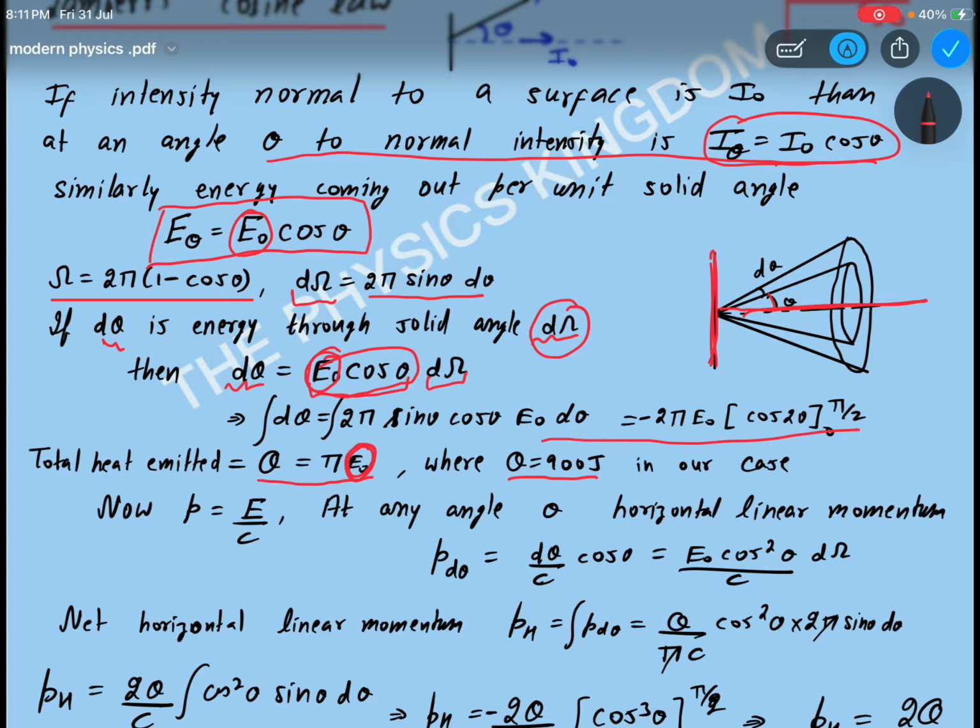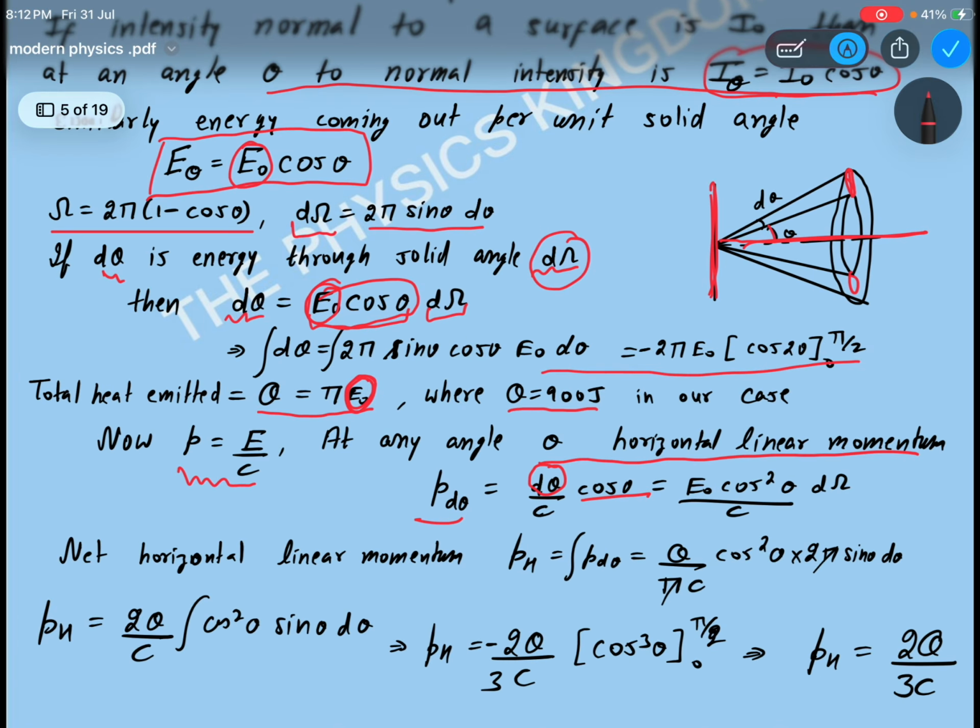Okay. So now I am talking about linear momentum. Linear momentum is energy upon c, right? So at any angle theta, the horizontal linear momentum. As I said, beta, we are going to do linear momentum conservation, so I am interested in linear momentum in the horizontal direction, right? So I am writing dQ by c into cos theta, meaning the energy in any solid angle, dQ, upon c, times cos theta, is the linear momentum associated with the rays in this solid angle, and it's the horizontal component, right?